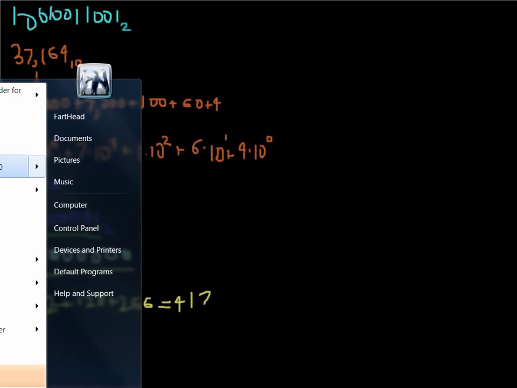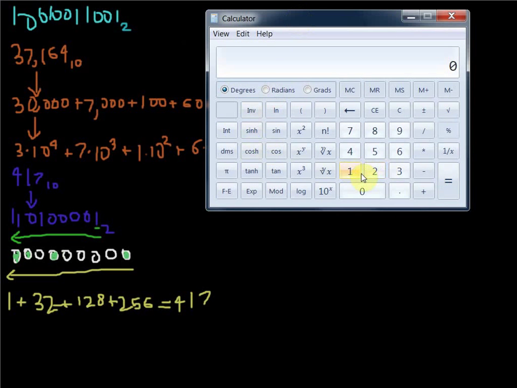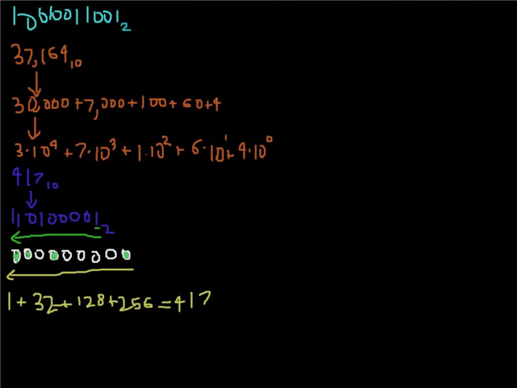But why don't we check with this little calculator over here? So 1 plus 32 plus 128 plus 256 is 417, just as we expected. So that's the original number we started with. So these are the same. Put this. There we go. Equals. So that's pretty much how binary works.